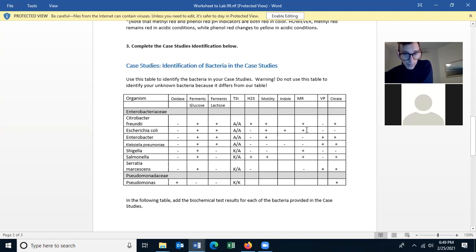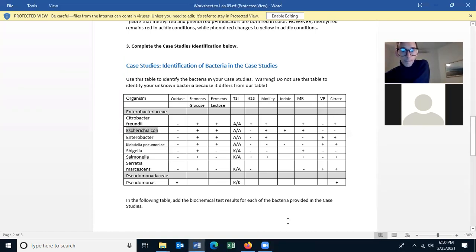The MR test is positive. That fits with E. coli. The VP test is negative. And with the MR test and the VP test, that means it's only E. coli. Okay? See how I did that? Yeah, okay. All right. I appreciate it.